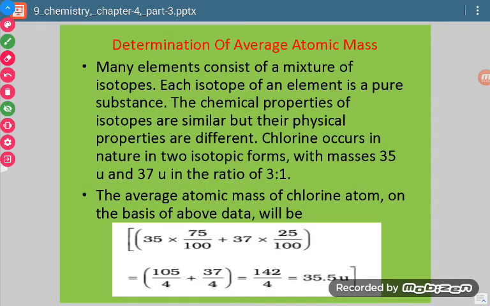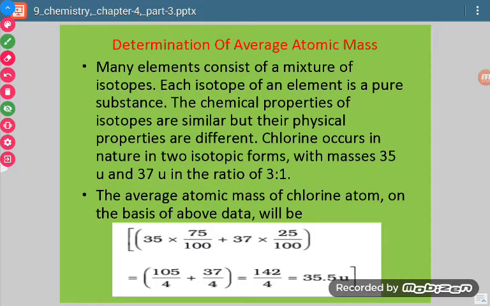Now if there is some element which exists in the form of isotopes, then how can we determine the average atomic mass? Many elements consist of a mixture of isotopes. Each isotope is a pure substance. The chemical properties of the isotopes are similar but their physical properties are different. So what is the relationship in these different forms of isotopes? They have similar chemical properties but different physical properties.